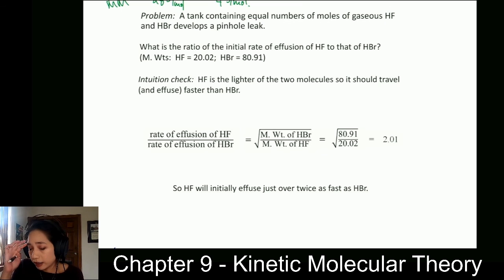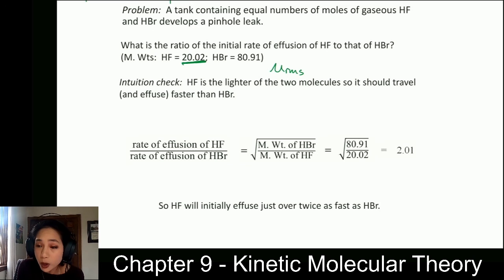Which molecule travels faster? Which molecule has a higher root mean squared velocity? I would predict HF, because it has a molar mass of 20 versus HBr, which has a molar mass of about 81. HF should effuse faster than HBr, and that's because its molecules are moving faster. HF is moving faster, so it's effusing faster.